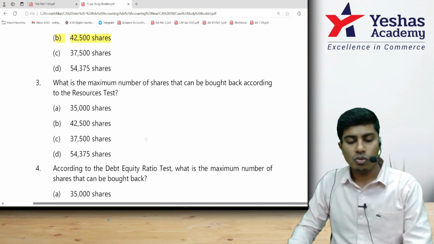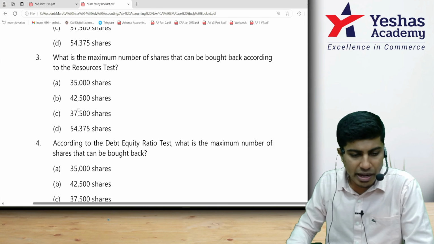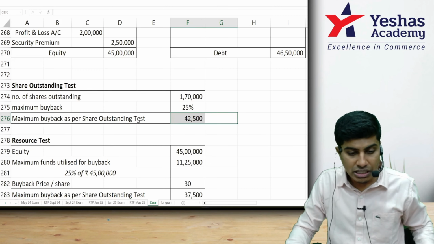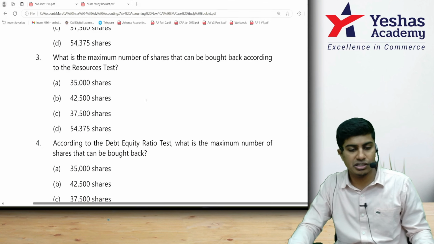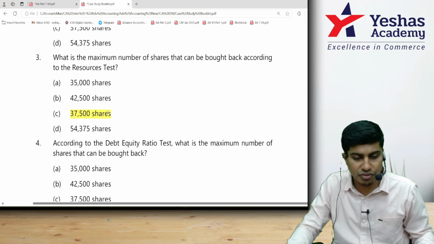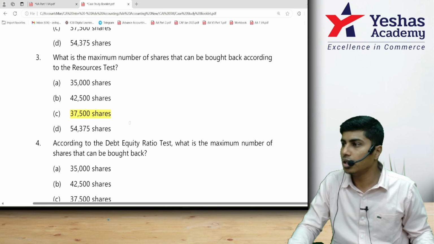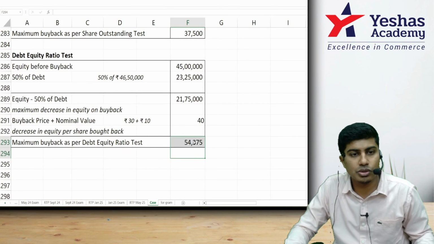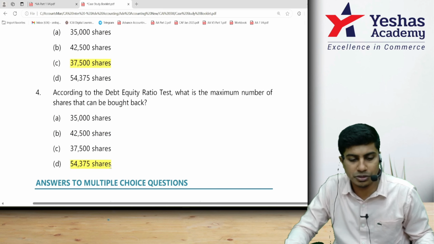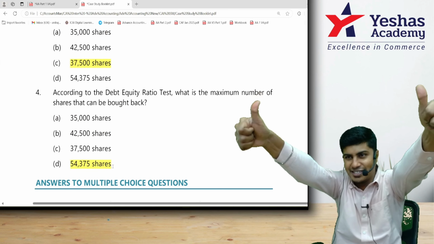Third case is what is the maximum number of shares that can be bought back according to the resources test. As per the resources test, we can buy back maximum 37,500 shares. So I will take 37,500 as the maximum buyback. And according to the debt equity ratio test, 54,375. That is my option. Got this?